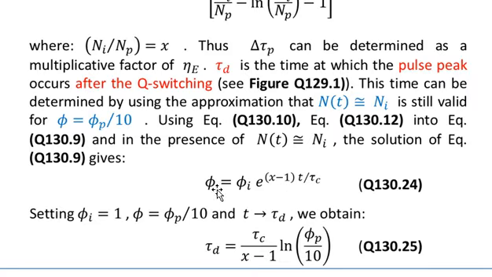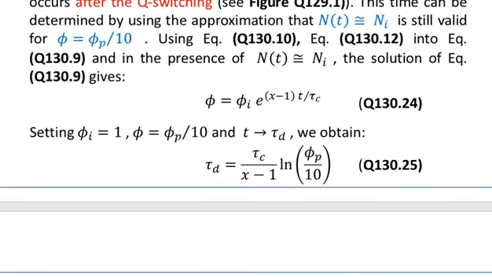Under these two conditions, we have solved equation number 9, and we have obtained this solution. Now in this solution, we are going to replace phi by the value of phi p divided by 10, and this time now corresponds to the time equal to tau d. So making these substitutions, we can solve equation number 24 for the value of tau d to be equal to tau c divided by x minus 1 into log of a phi p over 10. So you see that tau c is known, x is known, phi p is known. So all the quantities on the right hand side are known. So it means that tau d is known.